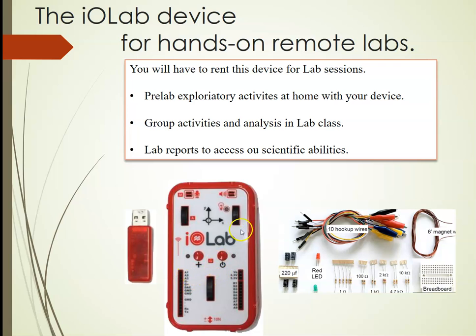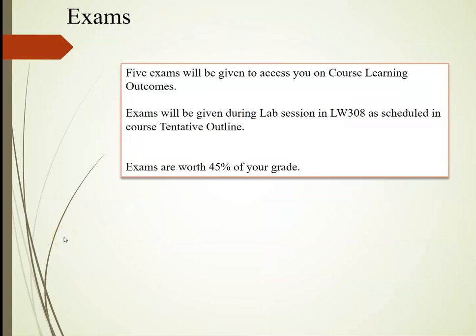It'll measure voltages. It has a magnetometer to measure magnetic fields. It also has a light sensor, so we'll be able to measure light. So it does a lot, this little IO-Lab device, and then it'll collect the data. We'll be able to analyze the data.